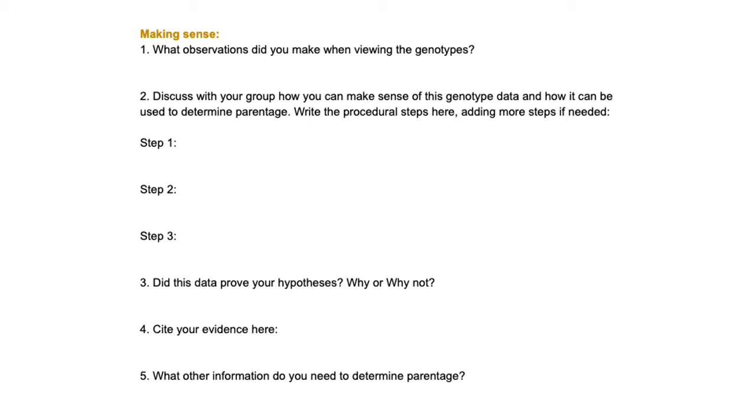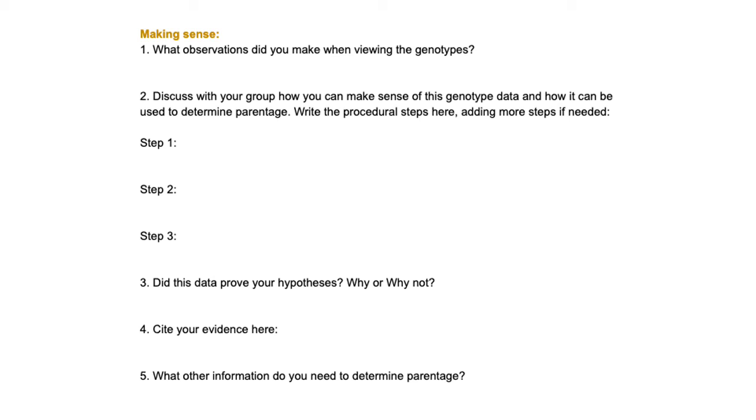So let's look at the questions really quick. So what observations did you make when viewing the genotypes? Again, an observation can be anything that you notice. Two, we're not really discussing with a group, but you're welcome to talk to other students if you like. How can we make sense of this genotype data, and how can it be used to determine parentage? So we just went through some steps to figure out 709's parents, or at least his mom. So think about the steps that we took and go ahead and write down the steps 1, 2, 3.